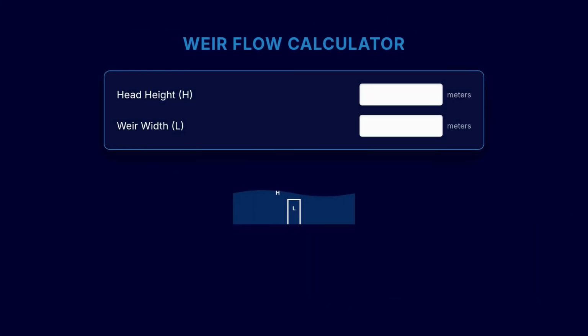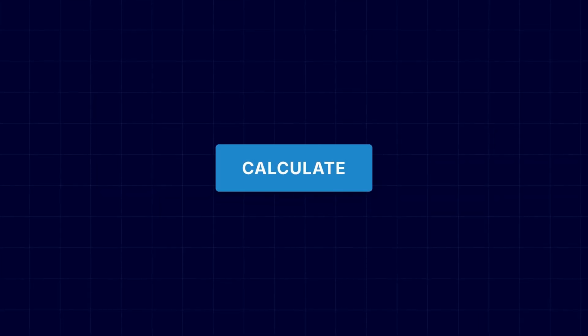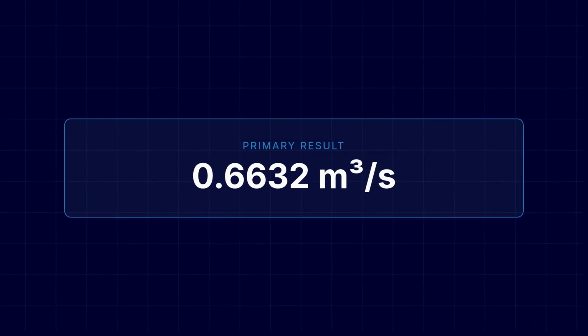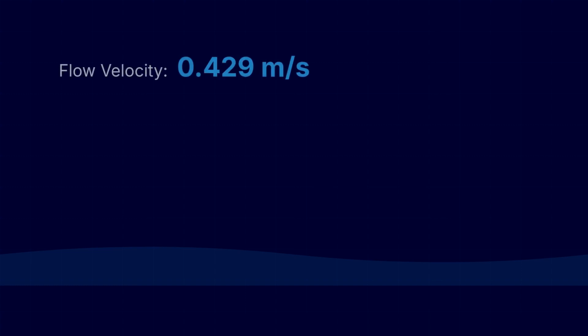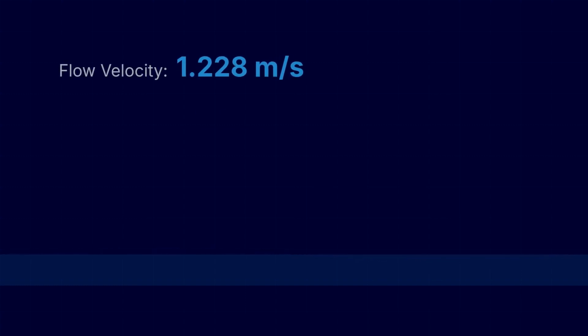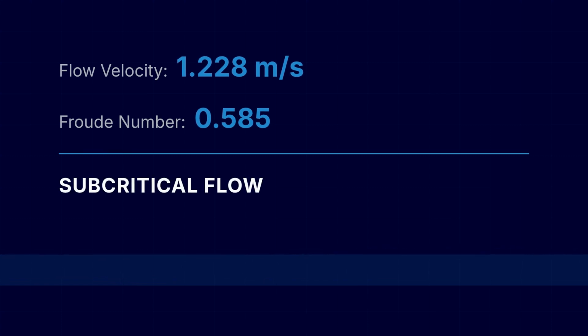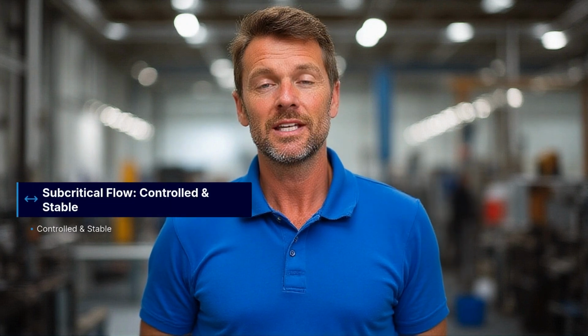Here's a worked example, with head height of 0.45 meters and weir width of 1.2 meters. The calculator determines our primary result, 0.6632 cubic meters per second. The flow velocity is 1.228 meters per second. The Froude number of 0.585 indicates our flow regime is subcritical, meaning the flow is controlled and stable. These results help engineers verify weir performance and ensure proper hydraulic design.